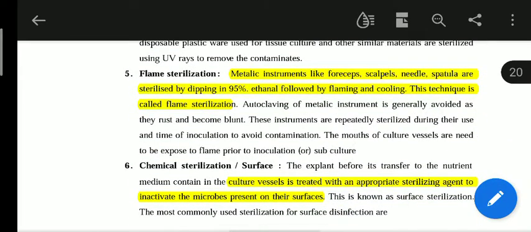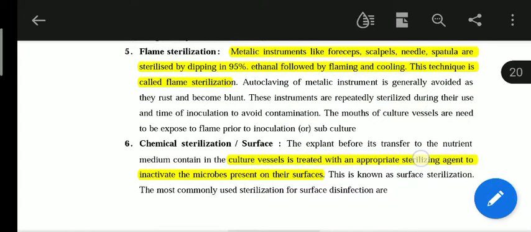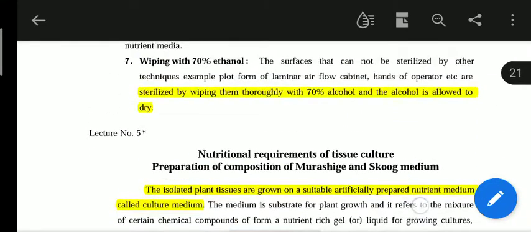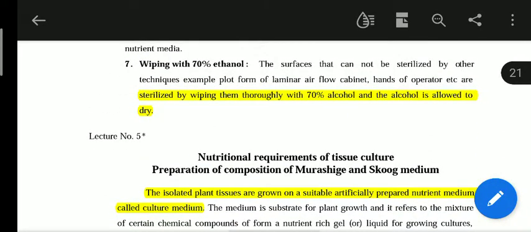The fifth is flame sterilization. As the name itself says, metallic instruments like forceps, needle and spatula are sterilized by dipping in 95% ethanol, followed by flaming and cooling. This is called flame sterilization. The sixth one is chemical sterilization, where the culture vessel is treated with an appropriate sterilizing agent to inactivate the microbes present on its surface. The seventh and last is wiping with 70% alcohol. Here surfaces are sterilized by wiping them thoroughly with 70% alcohol, and the alcohol is allowed to dry.